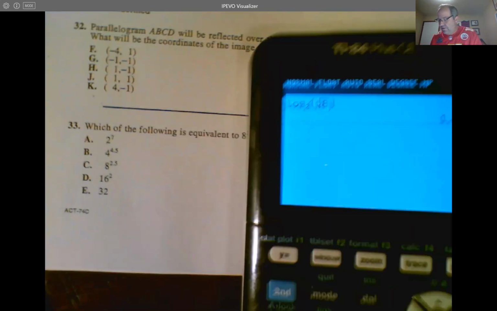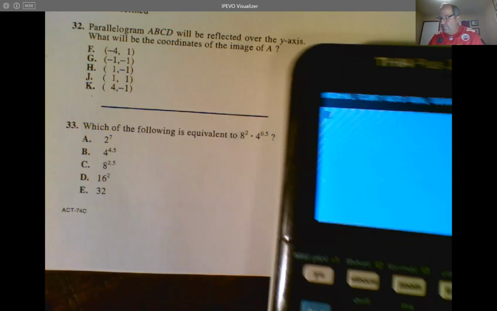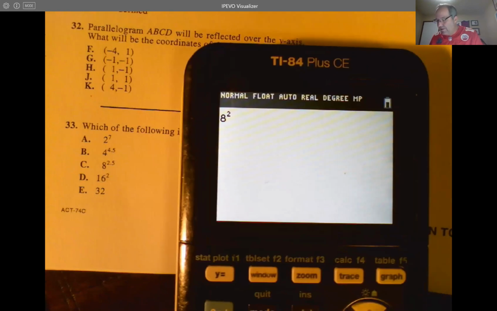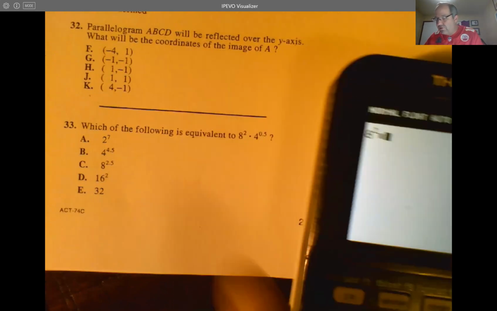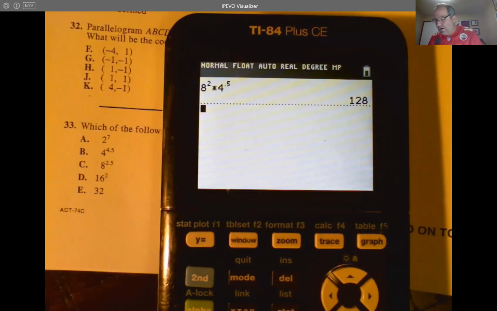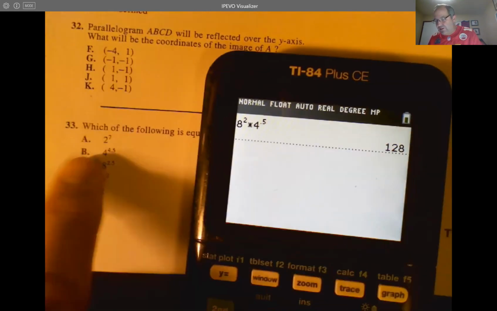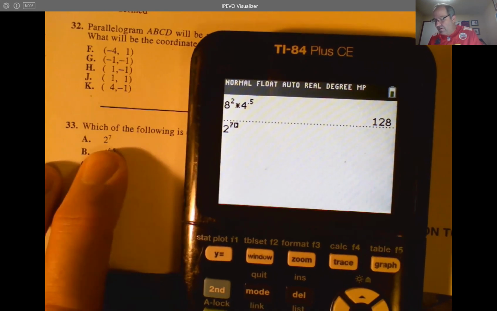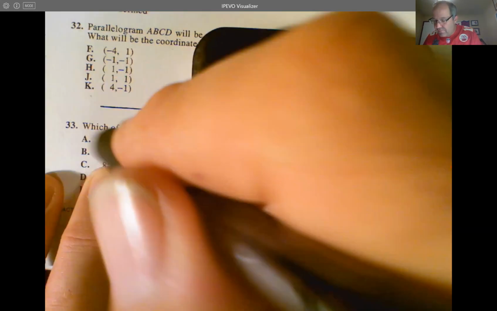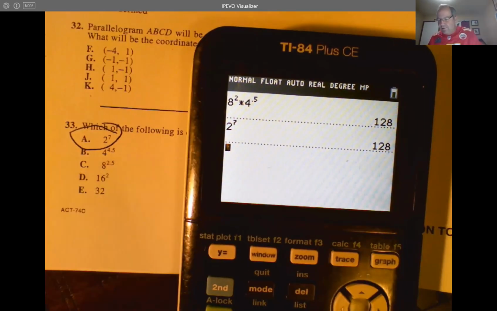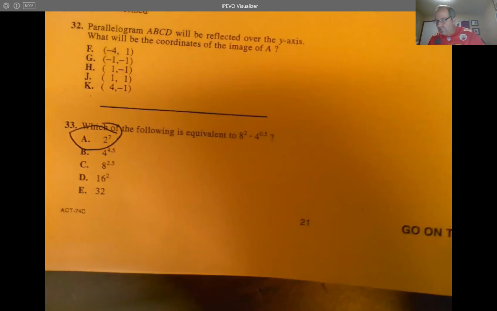Well, how about we just type it into the calculator? It's a good calculator. Let's just type it in. 8 to the 2nd power times 4 to the 0.5. All right, there's the answer, 128. I don't see it, but let's start typing in the other answer choices. How about 2 to the 7th? Oh my gosh, there it is. Calculator, super fast. Now, I will show you the algebra way also, because I do want you to know that.